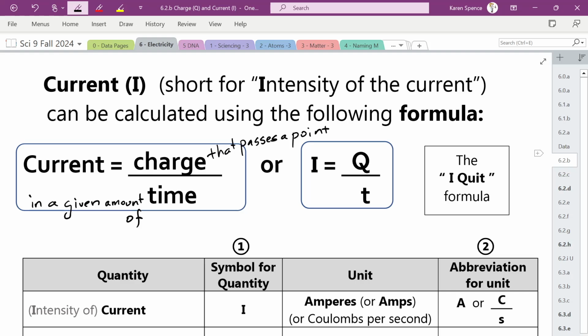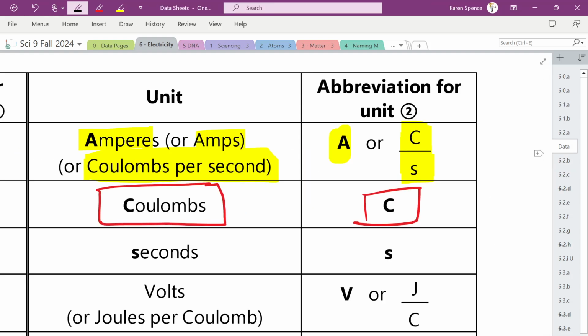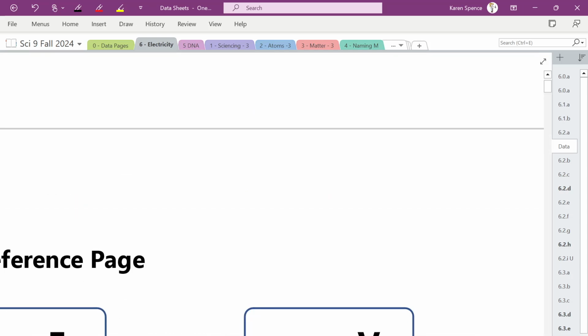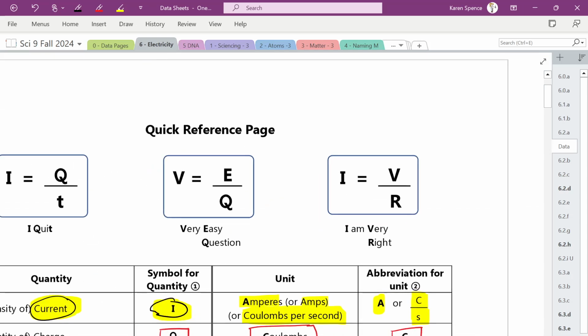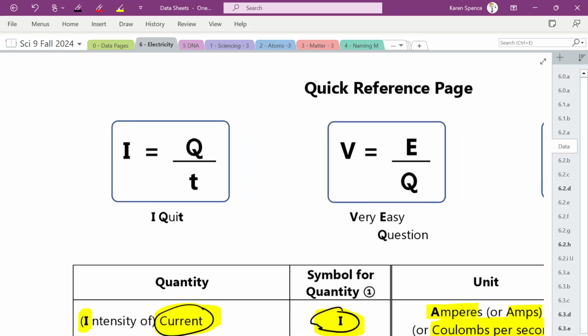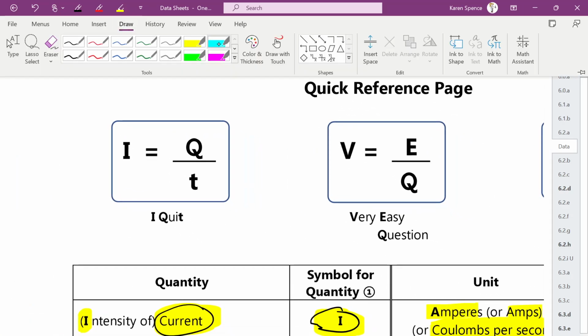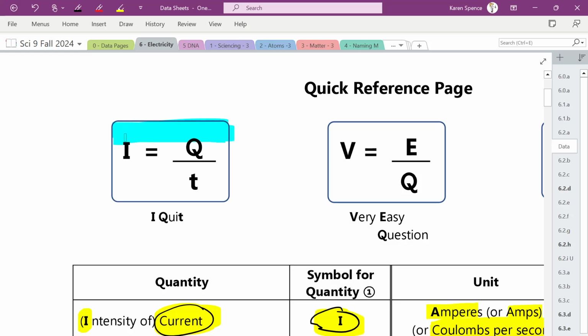Do you need to memorize it? No, because if you look on your data booklet, here it is right here. So you can have that in front of you anytime you want it.